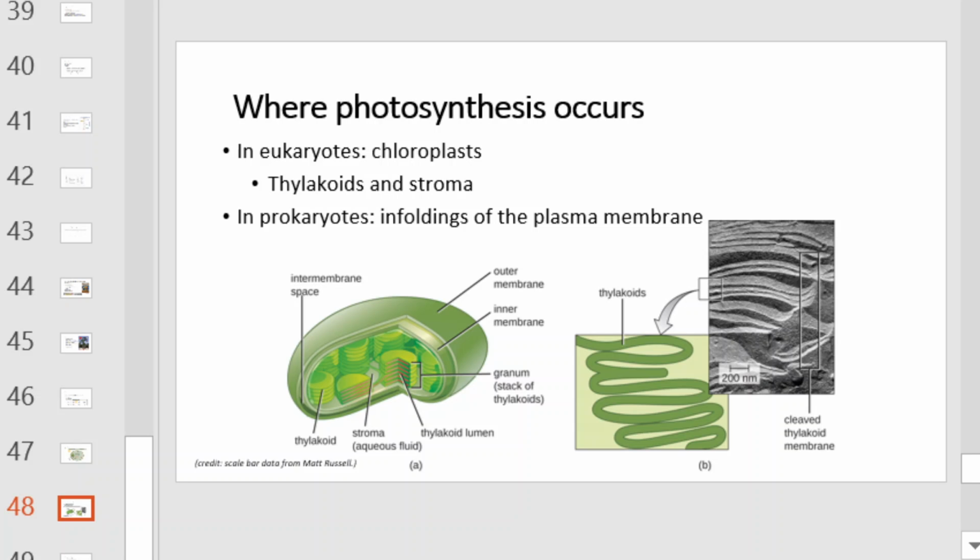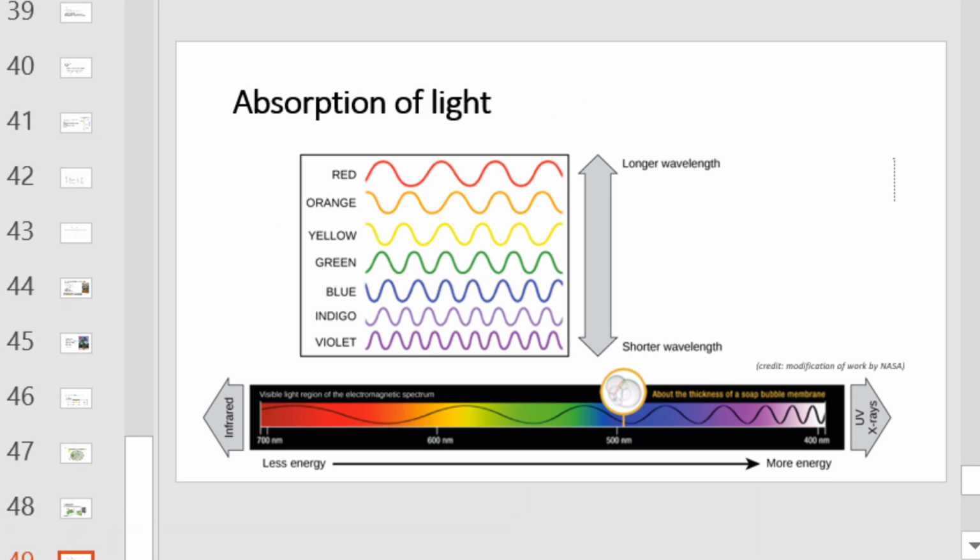In eukaryotes, photosynthesis occurs in the chloroplast, specifically utilizing the thylakoids and stroma. In a prokaryote, photosynthesis occurs in the infoldings of the plasma membrane. Light is necessary for photosynthesis, specifically light within the visible light spectrum, as seen here in the colors of the rainbow: red, orange, yellow, green, blue, indigo, and violet.